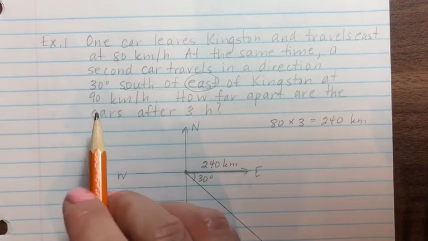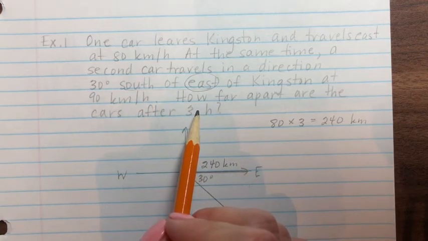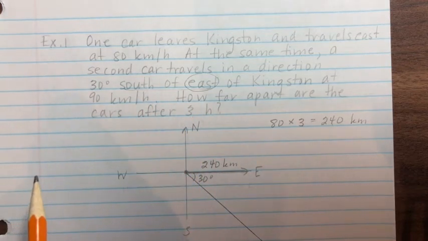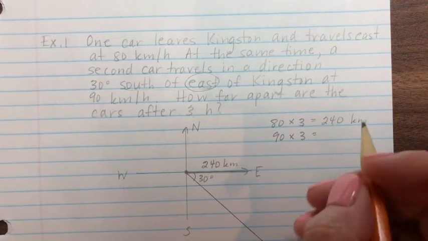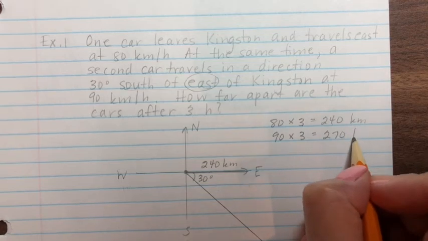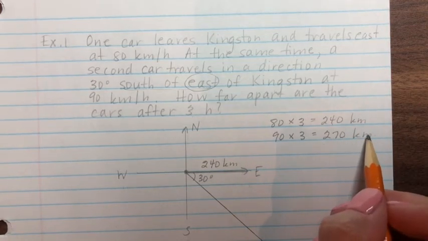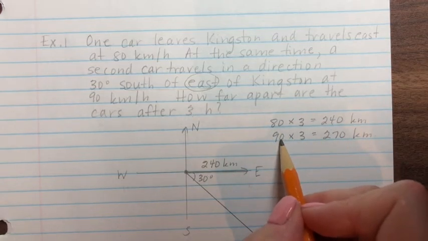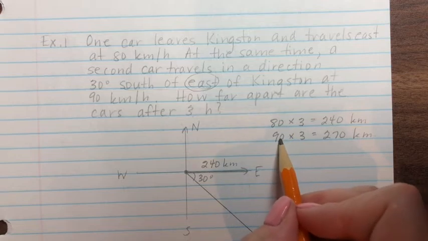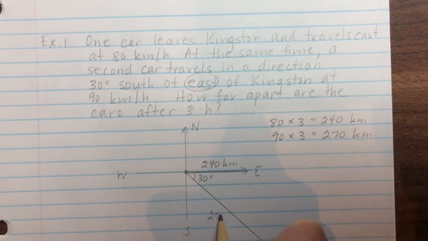The other car is traveling 90 kilometers per hour. So how far did it get after 3 hours? So again, 90 kilometers in the first hour, 90 in the second, 90 in the third. 90 times 3 gives us 270. So the second car traveled a total of 270 kilometers and traveled farther because it was going faster at 90 kilometers per hour. So again, speed times time equals distance. So this is 270 kilometers.